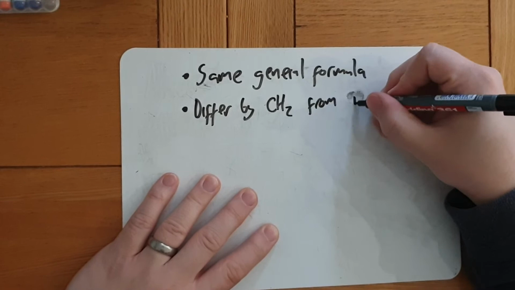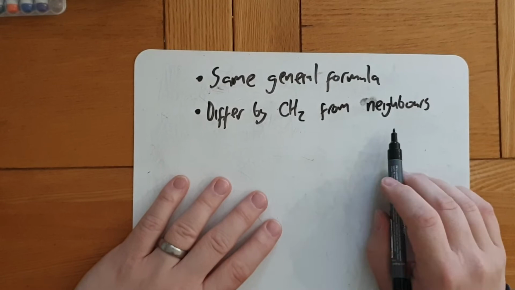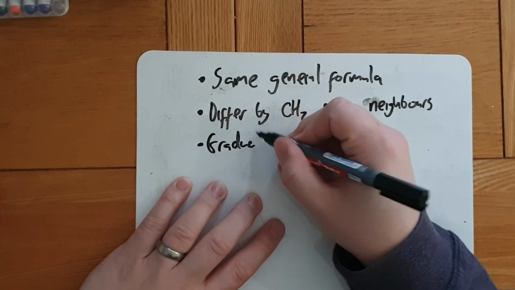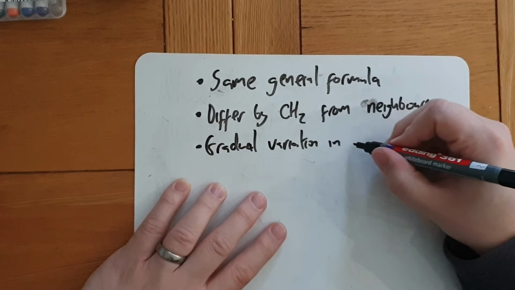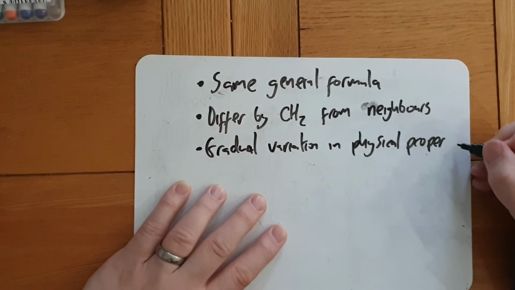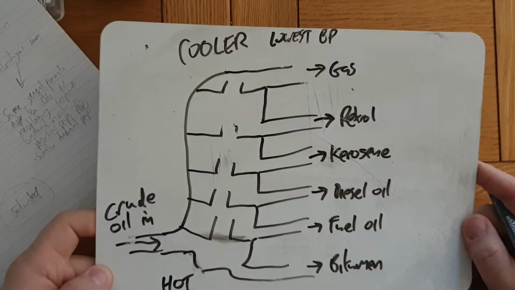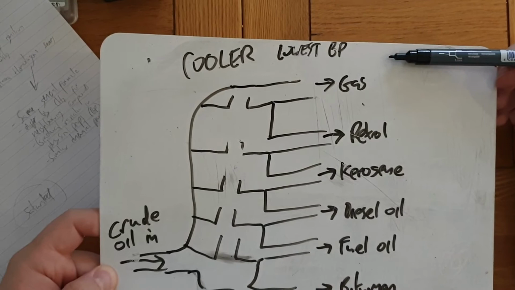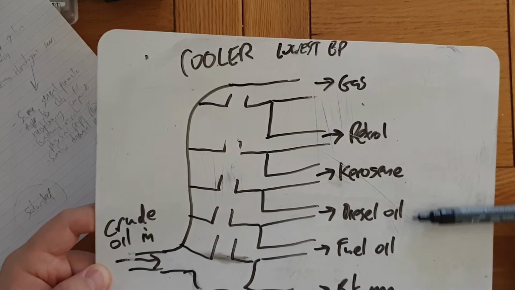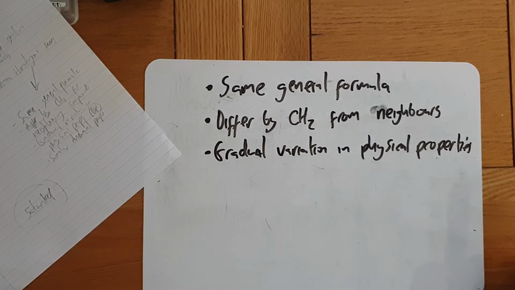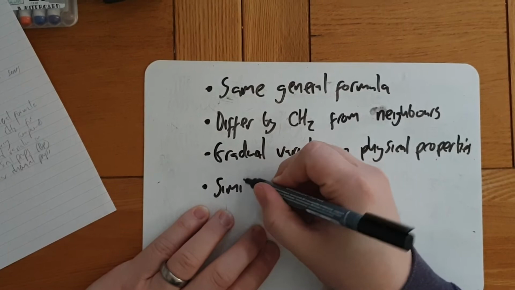I'll talk through that. So they differ from CH2 by their neighbours. They have a gradual variation in physical properties, which links to what I was just talking about with our fractionating column here. These are all alkanes, and so we've talked about physical properties like the boiling point. Boiling point gradually changes, lowest boiling point, highest boiling point. And gradual variation of physical properties, and then they have very similar chemical properties.